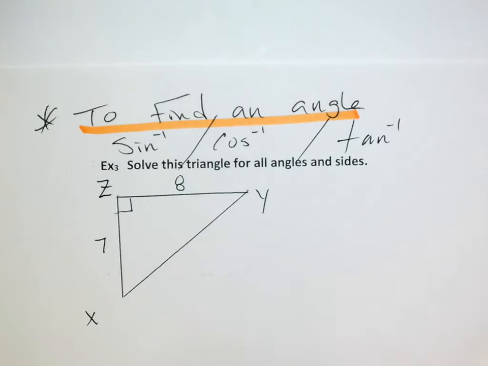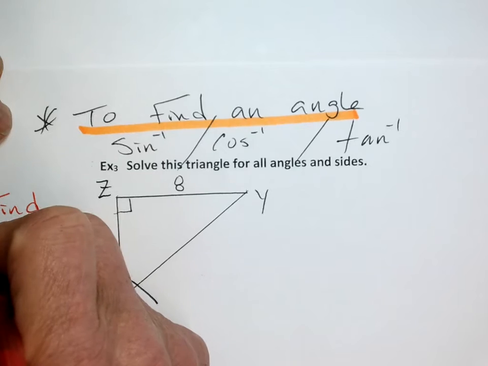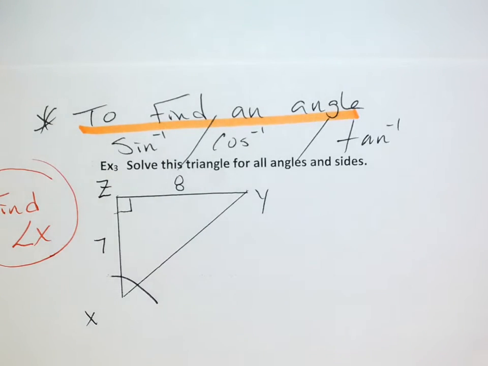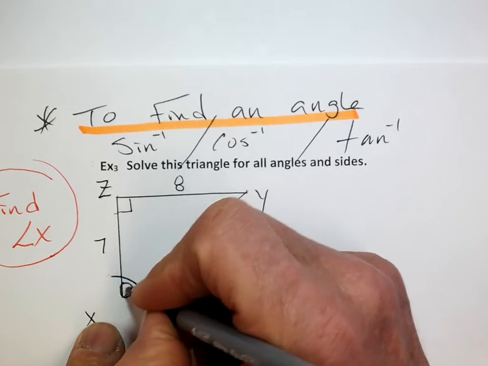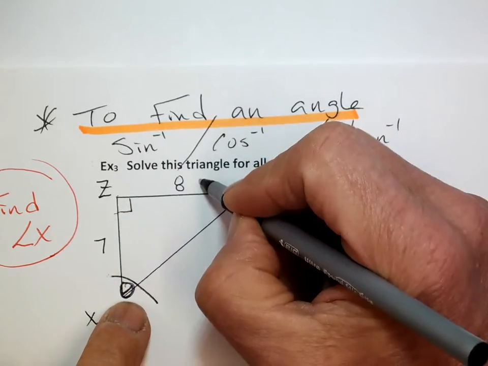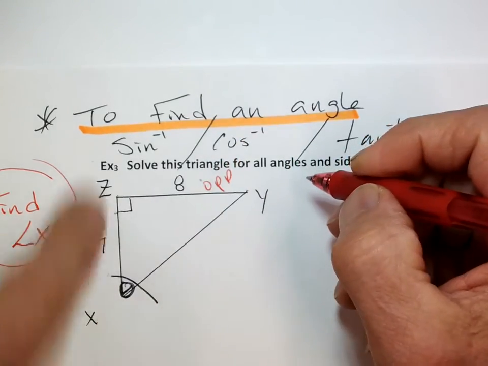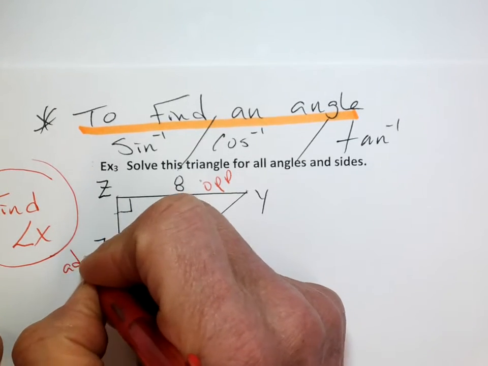So let's first see if we can find angle x. We're going to find the measure of angle x. It's the same thing as far as labeling and figuring out what the sides are. So here's angle x. Put that as theta if you want to, it doesn't really matter. The 8 is the opposite side, and the 7 is the adjacent side.